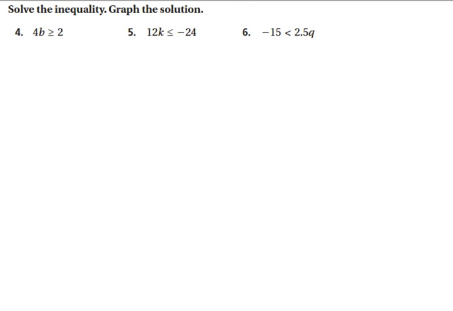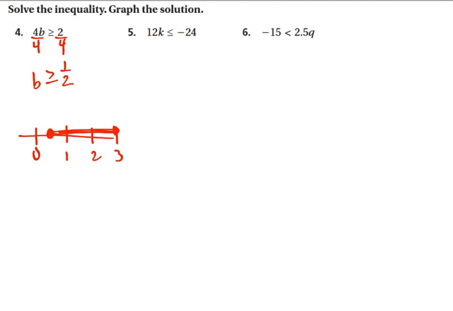Solve the inequality, graph the solution. 4b is greater than or equal to 2. We need to divide by 4 to get b by itself. So b is greater than or equal to positive 1/2. As far as the graph of that goes, 1/2 is right here between 0 and 1, and b is greater, so the arrow needs to go towards greater numbers. And there's a graph of it.